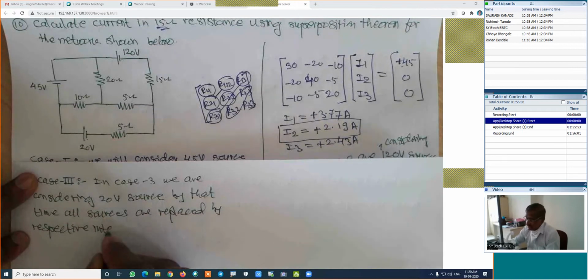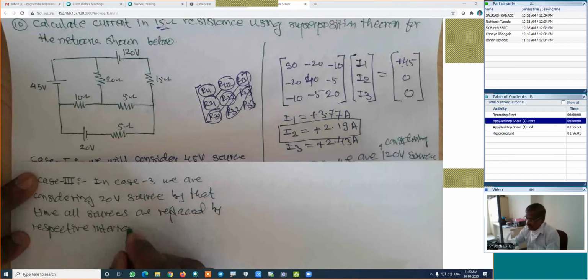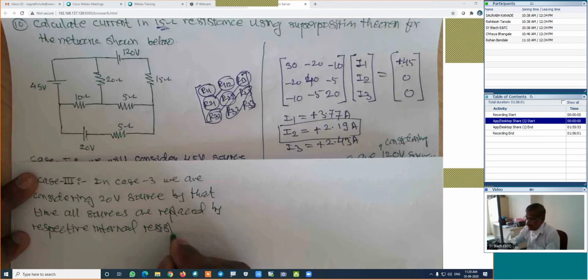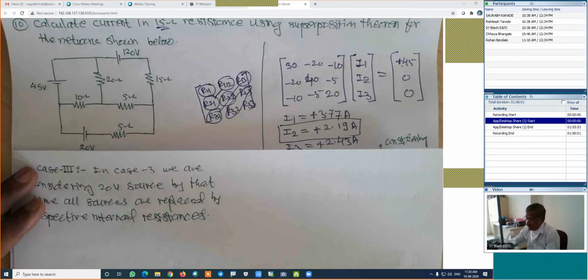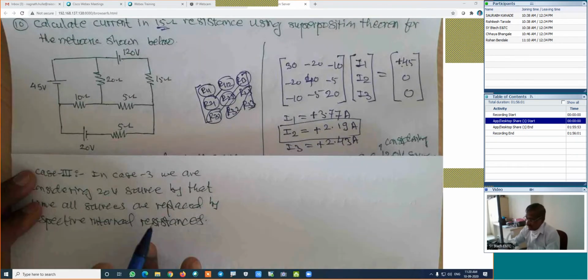Respective internal resistances. Is it right? If I am trying to draw the same figure, how is this figure for case 3?